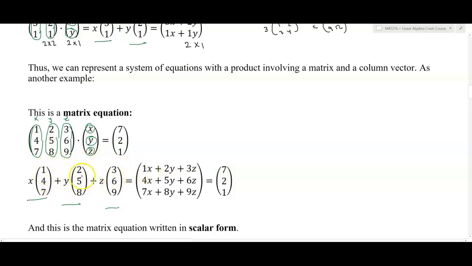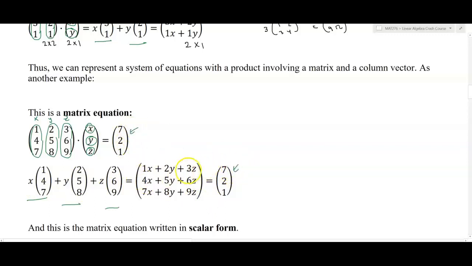So 1x will add with 2y and 3z. 4x will add with 5y and 6z. And then 7x will add with 8y and 9z. And remember, that's equal to this vector here, which is this vector over here.